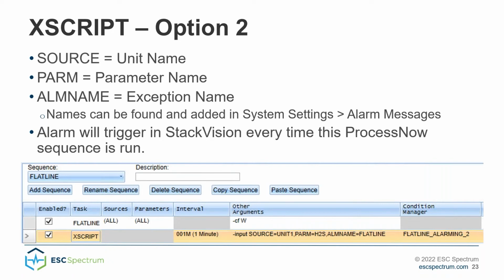If you're running it less than that, you might want to go with option 1 instead of 2, as with option 1, that would prevent several alarms coming in if, for instance, you're running this ProcessNow task over a shorter period, like every half hour or 15 minutes.